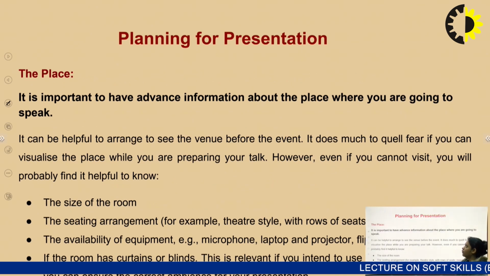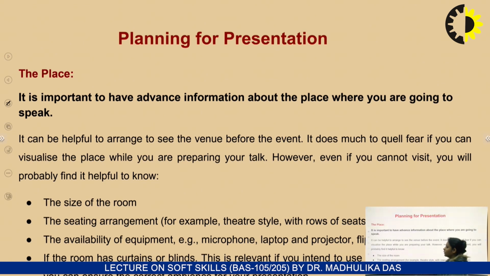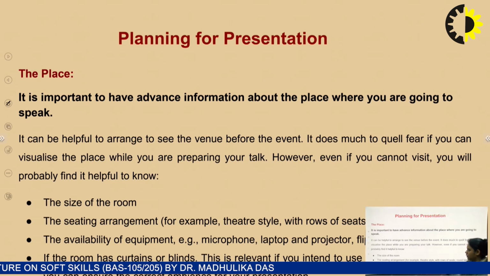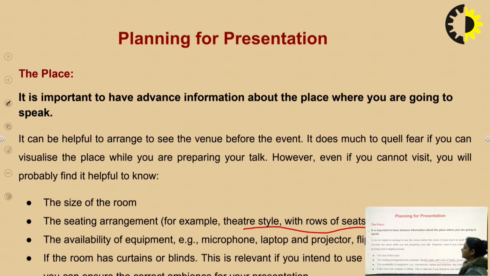Then the place. It is important to have advanced information about the place where you are going to speak. So this place and time, these two factors are important in both planning and preparing. Before going for a presentation, we must have general knowledge about the size of the room, the seating arrangement. For example, whether the seating is theater style, rows, or round table, whether it is in an open area or in a confined space, the availability of equipment like microphone, laptop, projector, flip chart, and whether the room has curtains or blinds.